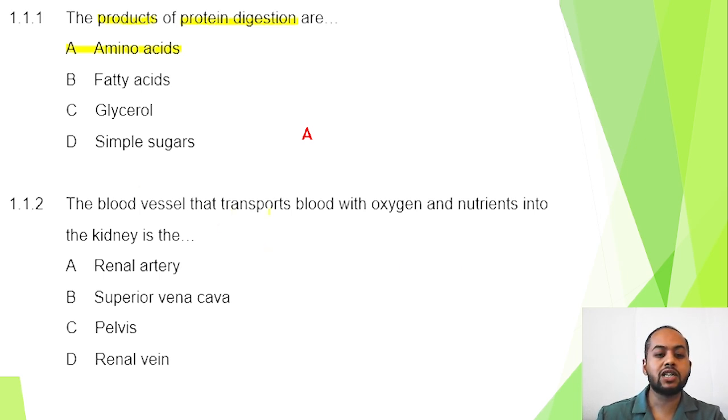1.1.2, the blood vessel that transports blood with oxygen and nutrients into the kidney. So it's either going to be the renal artery or the renal vein. Option A is renal artery, possibly correct. Superior vena cava, pelvis, or renal vein. The correct answer is A.